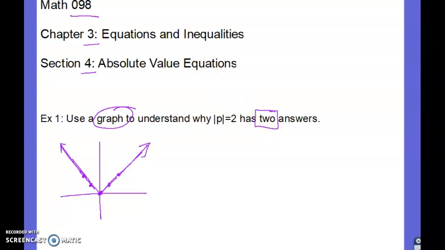So then graph the line y equals 2. Well, y equals 2 is just a horizontal line right here. So why do you have two solutions or two answers? It's because the absolute value and the horizontal line cross twice. There are two intersection points.